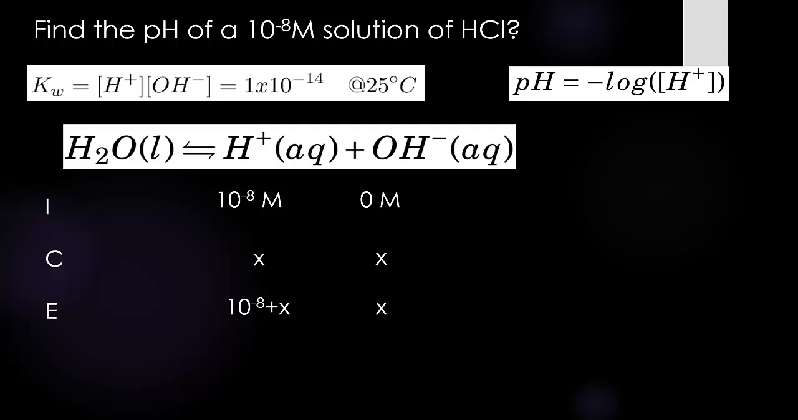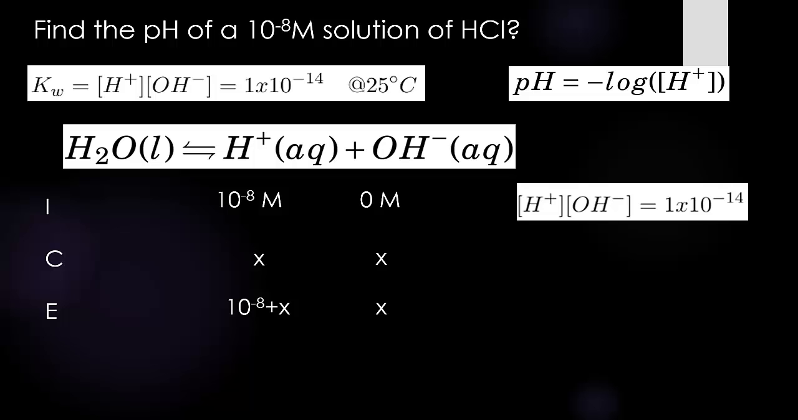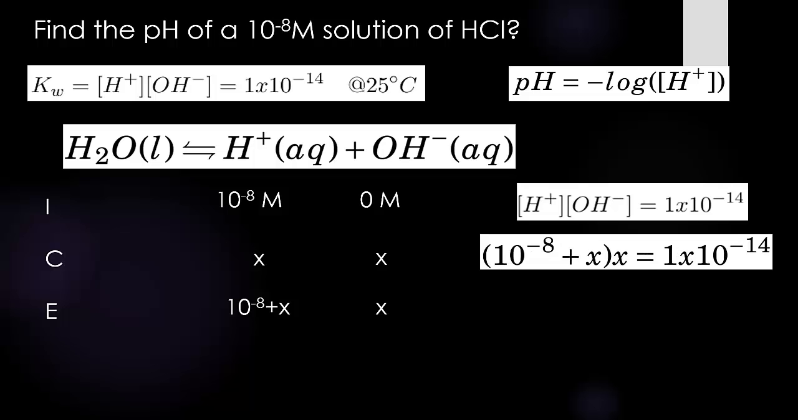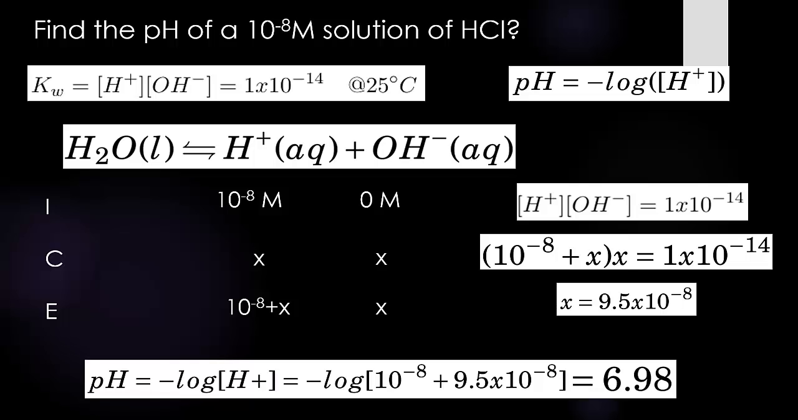We had 10 to the negative 8th from our solution of HCl, 0 for our OH minus, and we'll now see how much the water will dissociate given this value. We use the equilibrium formulas to fill into Kw, which then allows us to solve for x. By filling into the ice chart and into the equation for pH, we can solve for pH. This answer makes much more sense since it is below 7, but not by too much.